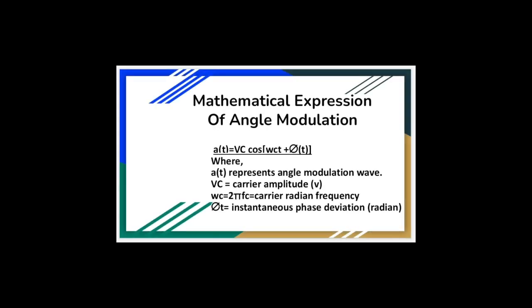Mathematical expression of angle modulation. A(t) = Vc cos(ωct + θ(t)), where A(t) represents the angle modulated wave, Vc is the carrier amplitude, ωc = 2πfc is the carrier radian frequency, and θ(t) is the instantaneous phase deviation, and its unit is radian.